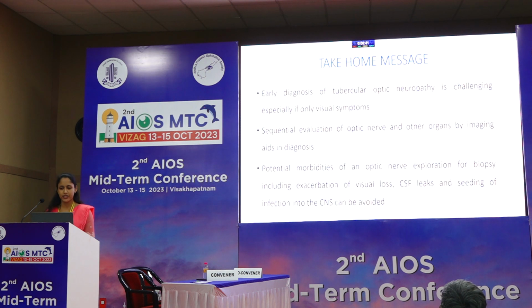Coming to the take-home message of my topic, early diagnosis of tubercular optic neuropathy is challenging, and sequential evaluation of the optic nerve and other organs by imaging aids in the diagnosis. The potential morbidities of an optic nerve exploration for biopsy, including exacerbation of visual loss, CSF leaks, and seeding of infection into the CNS, can be avoided.